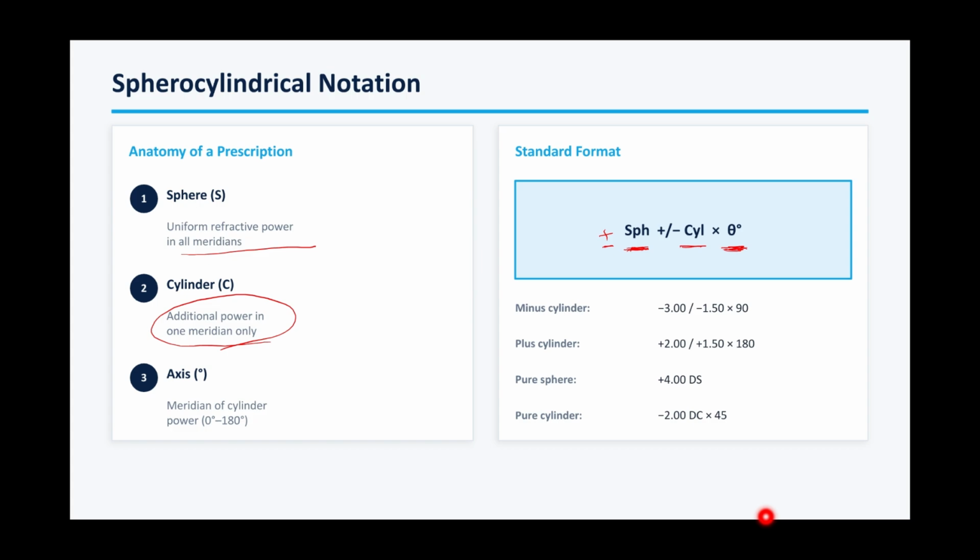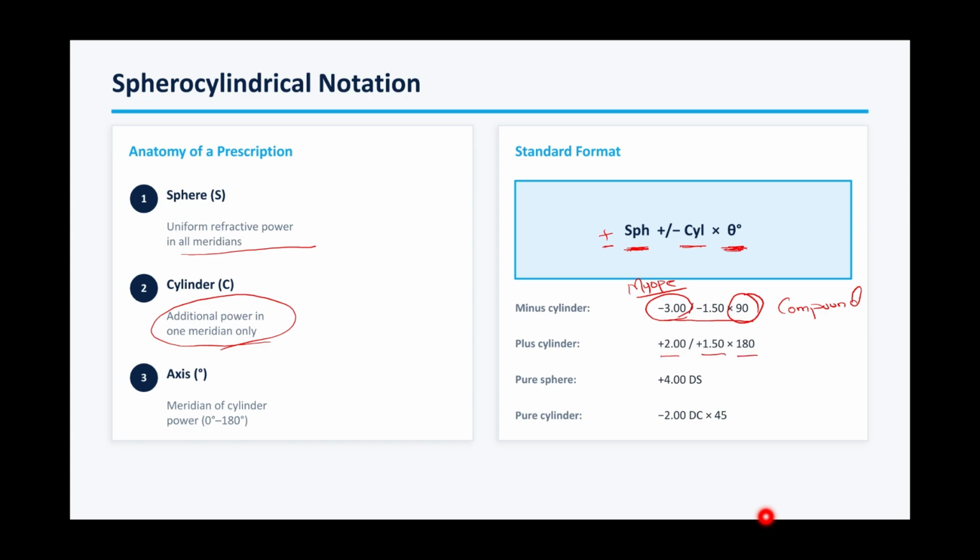So let's see some examples. Here we have a minus sphere. Most probably this is a myope, so he has been given a minus sphere correction. The minus cylinder which is required has been added and the meridian is 90 degrees. So this is a compound myopic astigmatism. This is how the prescription of a compound myopic astigmatism looks like.